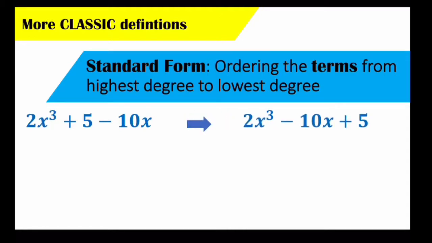Notice that I switched my 10x and my 5. The negative sticks with the 10. It is a negative 10x. So it's pulled with that 10. We have now ordered it from highest degree to lowest degree. Remember, there is a x here to the exponent of 0, right? Because x to the power of 0 is 1, and then 1 times 5 is going to give us 5.